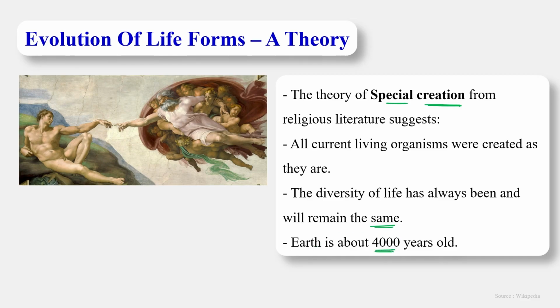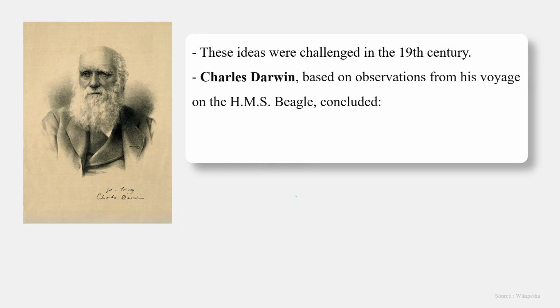According to them, the earth is about 4000 years old, but as we discussed previously, the earth is about 4.5 billion years old. So this one is not the true story, as these ideas were challenged by the very renowned scientist Charles Darwin in the 19th century, based on his observations.